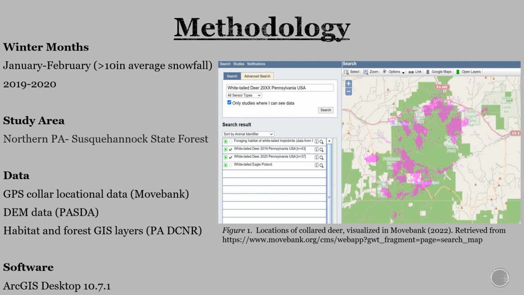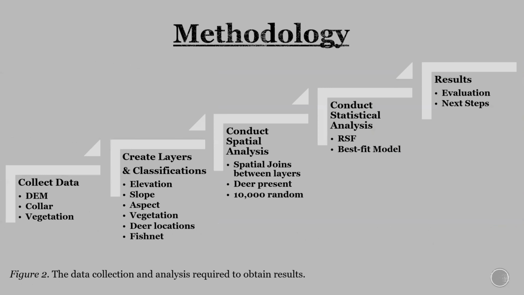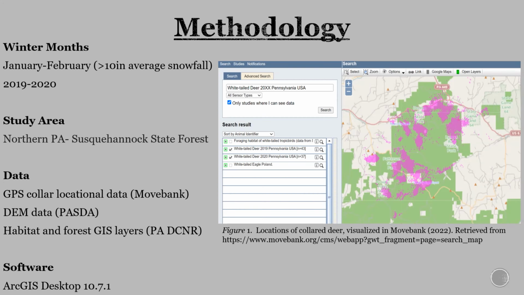And then we looked at the Susquehannock, I had to practice that word a few times today, state forest in northern Pennsylvania. And I was able to focus on these years and this area because Dr. Diefenbach was able to provide me with GPS collar data for 31 white-tailed deer during those time periods and in that area. So that's really priceless data to be able to use. And I was able to acquire the data from MoveBank, which is an animal tracking database.